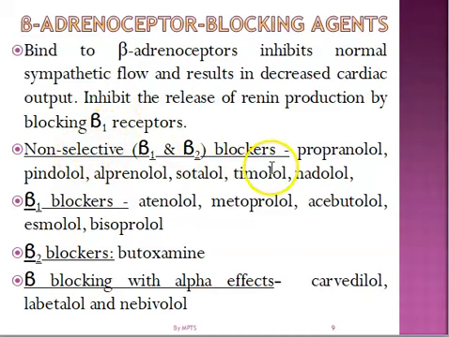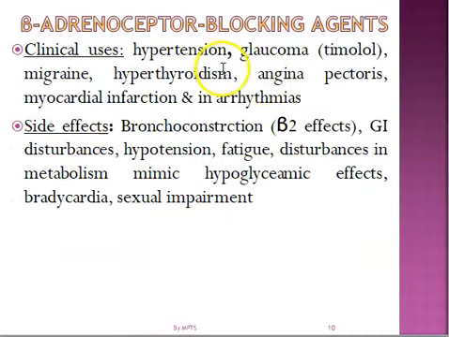We have non-selective beta blockers, propranolol, beta 1 selective, atenolol, metoprolol, acebutolol, and beta 2 blockers, butoxamine, and then there are the mixed beta blocking agents. However, they also have alpha effects such as carvedilol, labetalol, and nebivolol. The clinical uses are in hypertension, glaucoma, such as timolol, migraine, hyperthyroidism, angina pectoris, myocardial infarction, and in arrhythmias.